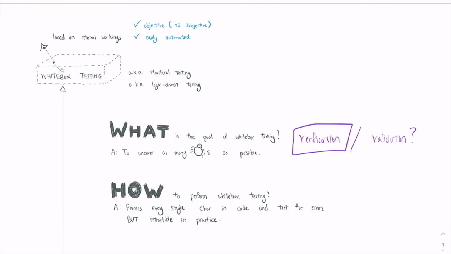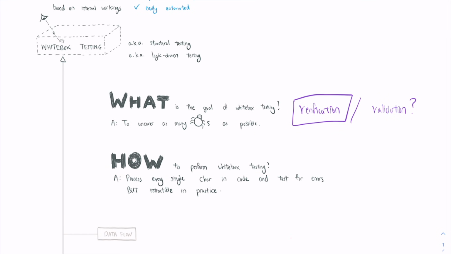Okay, so maybe you need to rewind this once again to understand that last statement which I made, if you didn't catch that. All right, but moving on. So, how do we actually perform white box testing?